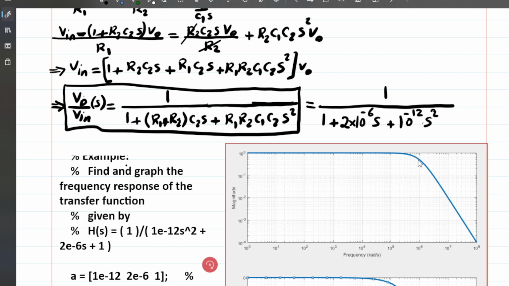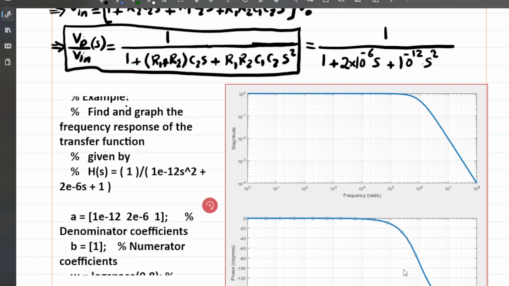You could argue that the 3 dB cutoff frequency for this low pass filter is on the order of, I wouldn't be surprised, 600 kiloradian per second or so. But it's easy to find. It's basically the roots of this denominator. And you can see the phase response as well.